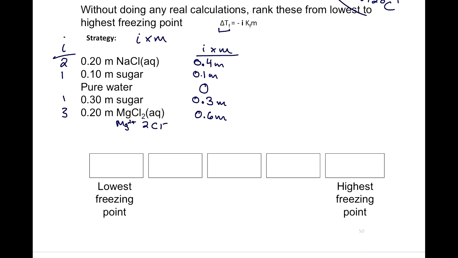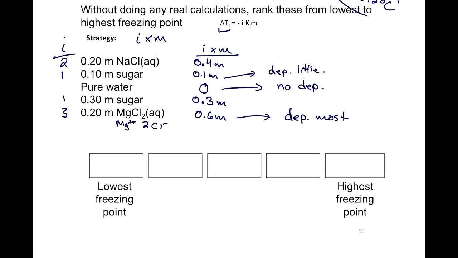Now we're going to rank these in terms of freezing point depression. Magnesium chloride is going to be depressed the most. Pure water has no depression at all, so it's actually going to have the highest freezing point here. And which one's going to be depressed the smallest amount? The sugar solution, but which one? The first one, the 0.1 molality one. So this one is only going to be depressed a little bit.